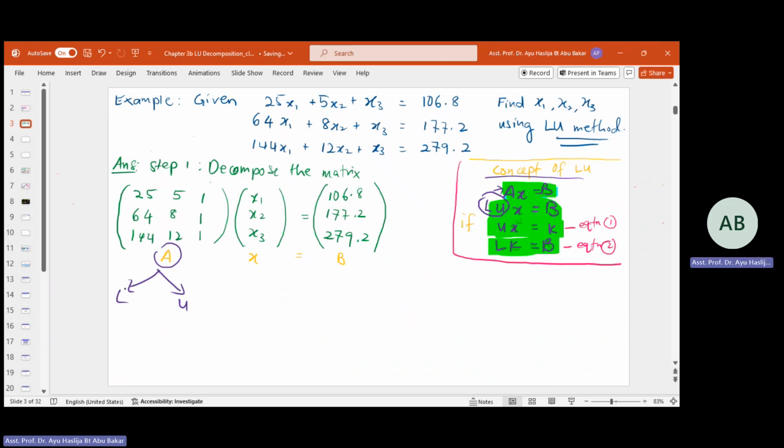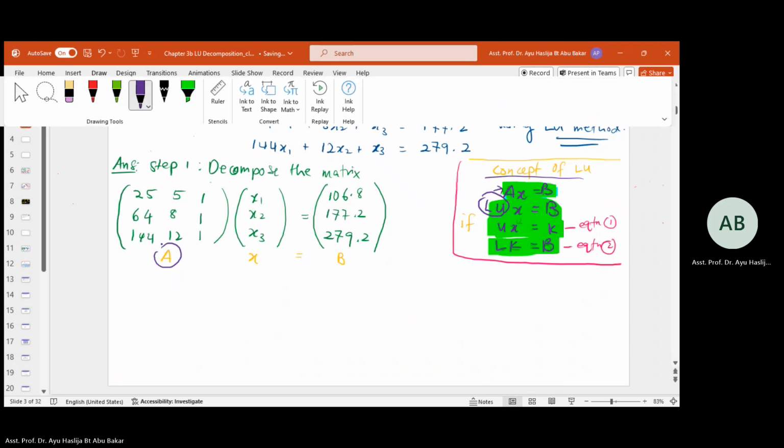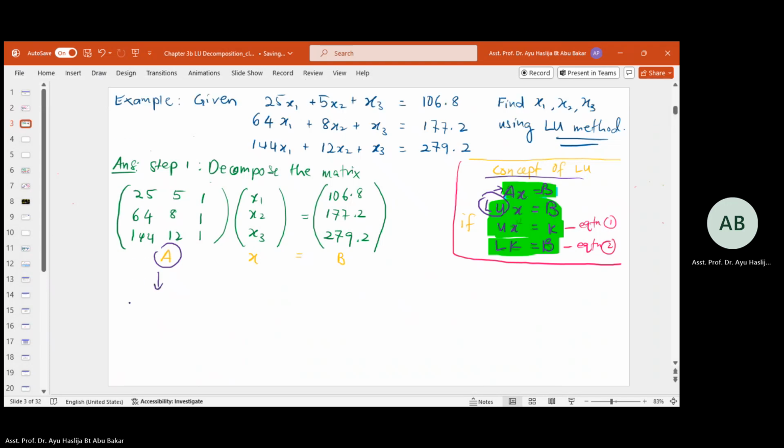From this matrix, we decompose it into L and U. U is the one where you need to eliminate the bottom triangle. Okay, we pivot the first row. Then we need to zero this part.